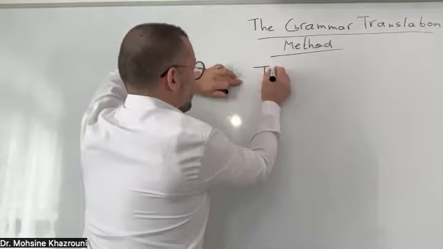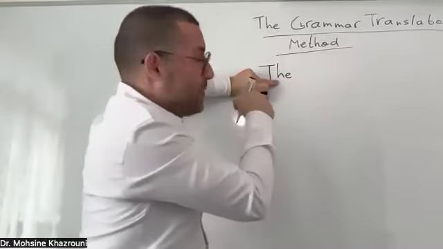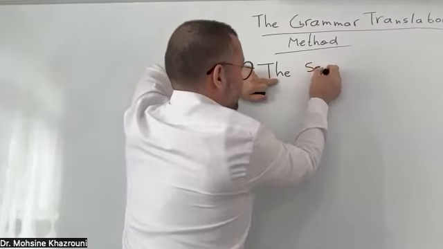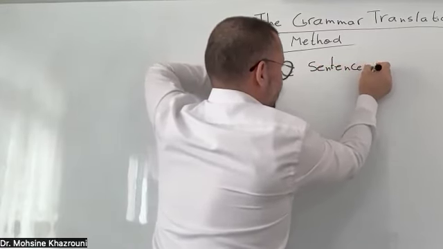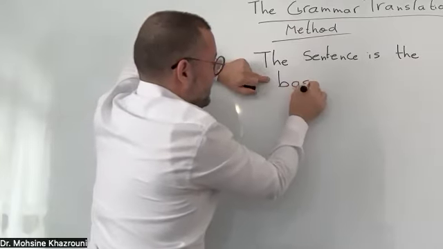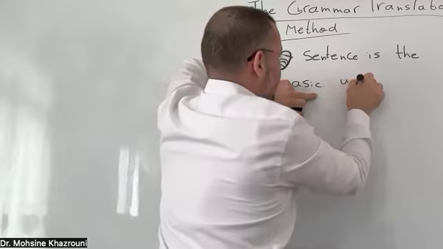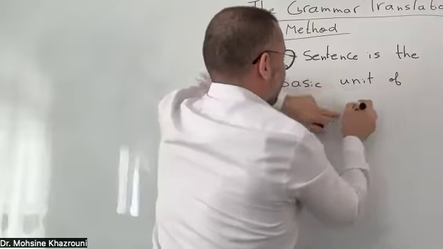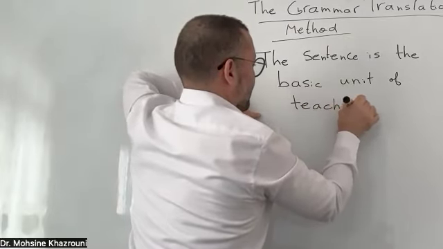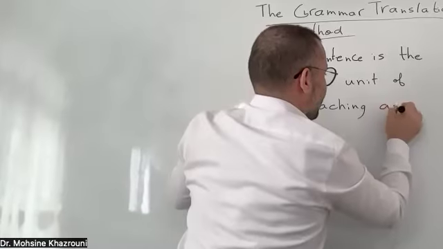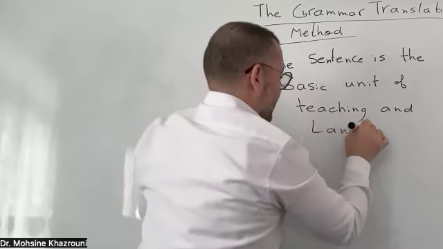Good. Can you repeat the first sentence slowly for me to write? Yes, sir. The sentence is the basic unit of teaching and language practice. Can you say it, please, Nora? Let me know if I'm writing correctly. The sentence is the basic unit of teaching. Yes, of teaching. Full stop. Do you have a full stop? No, and language practice. Okay, and language practice. No full stop.